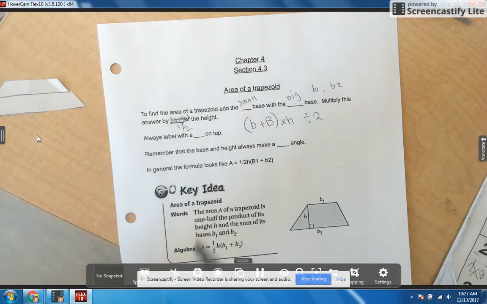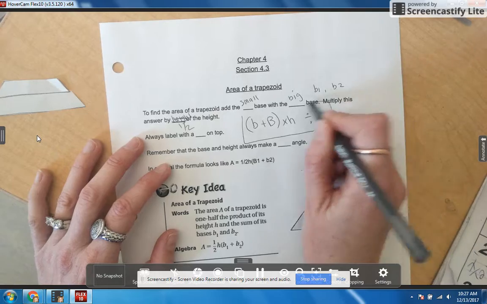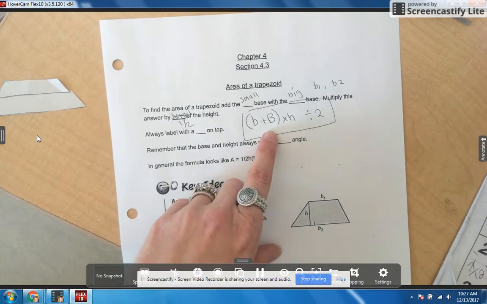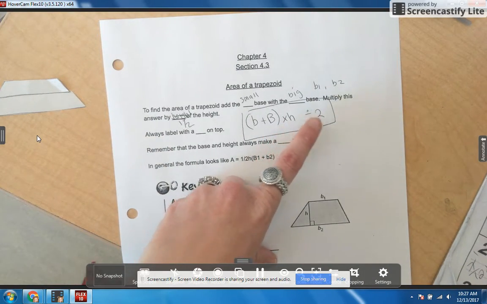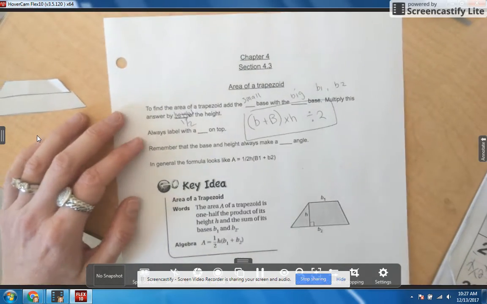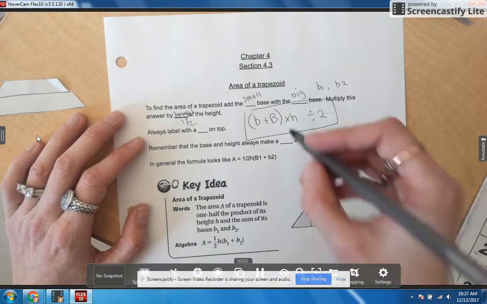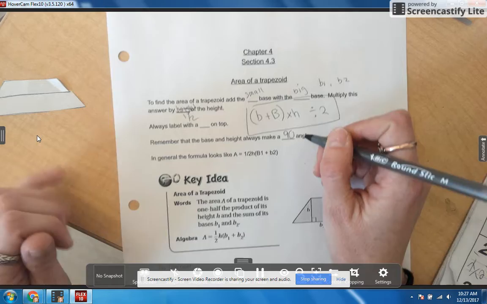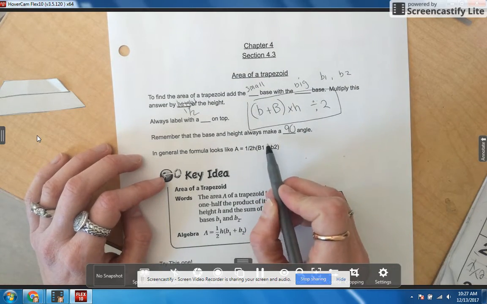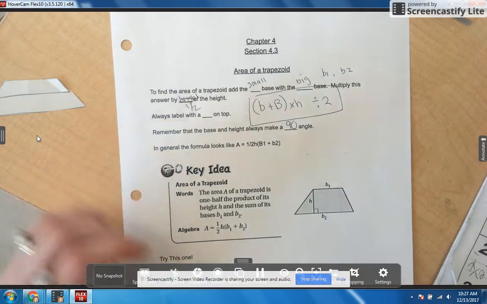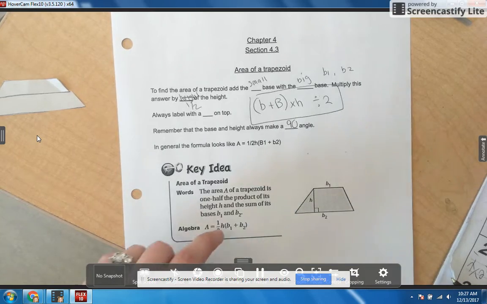Either way, you're going to get the same answer. I think this is way easier to understand: add the two bases together, multiply by the height, divide the answer by 2. Okay? Remember that the base and the height always make a 90-degree angle, and this is what the formula looks like in general. So base 1 plus base 2, multiply it by the height, divide the answer by 2.